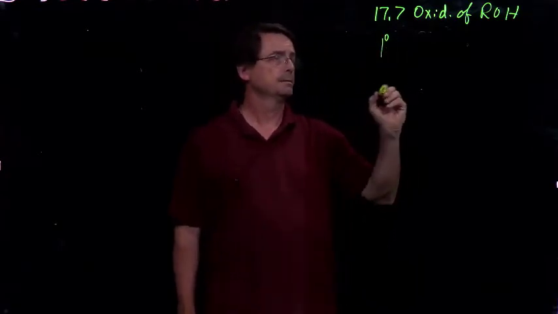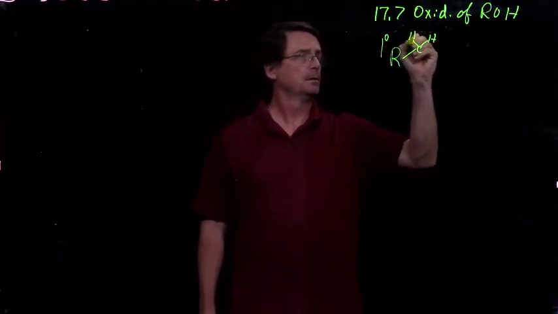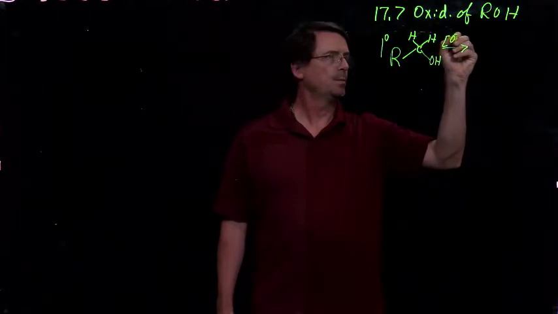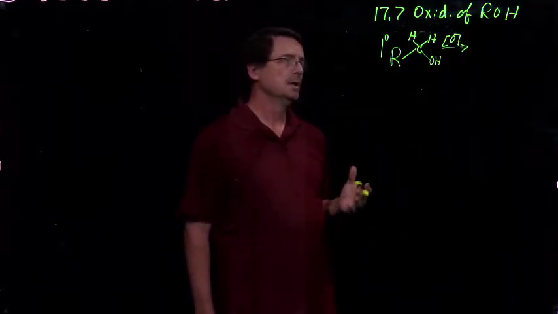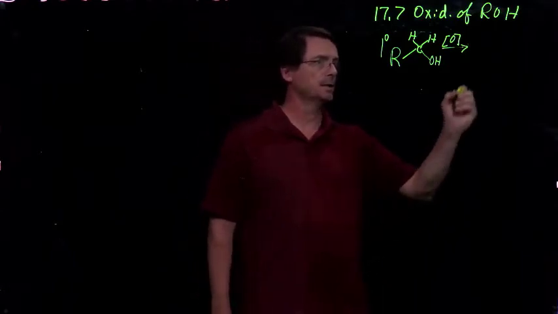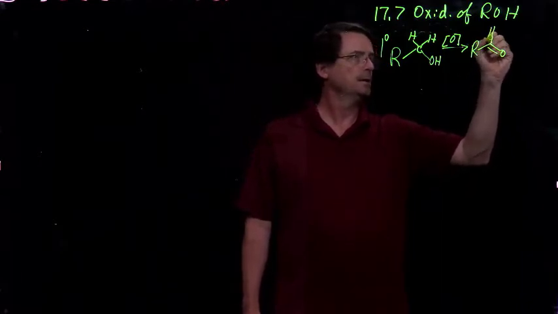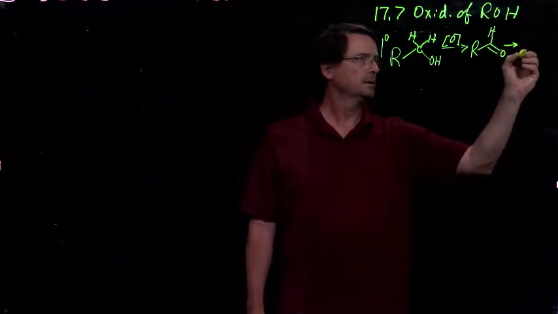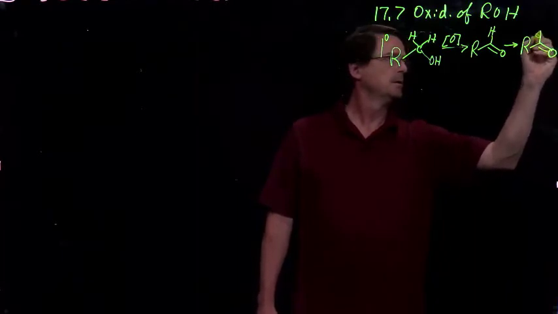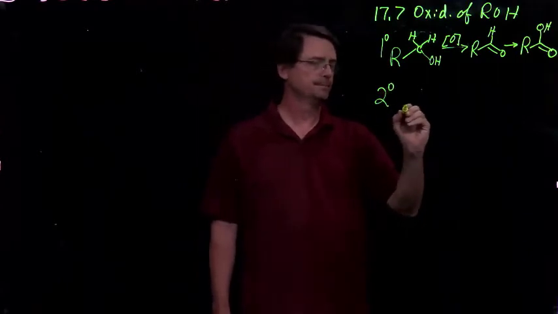So primary alcohols can be oxidized, and the bracket O bracket just means the general oxidant. It's not about anything specific, but we're talking about an oxidation. So the first step is oxidation to the aldehyde, and then the aldehyde can be oxidized further to the acid.